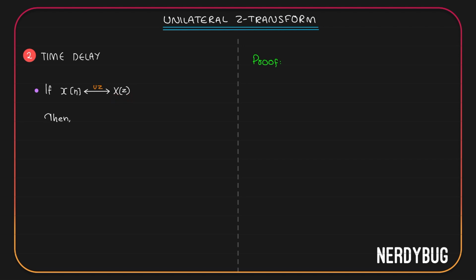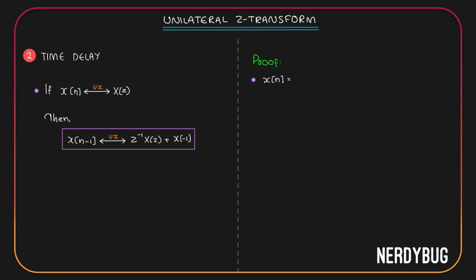Then according to this property, the unilateral Z transform of x of n minus 1 is going to be z inverse multiplied by x of z plus x of minus 1. Let us try to prove this. We'll take a causal signal x of n. Since it is causal, it is going to be 0 for every value of n that is less than 0. So x of n will be a set of x of 0, x of 1, x of 2, and many terms like that.